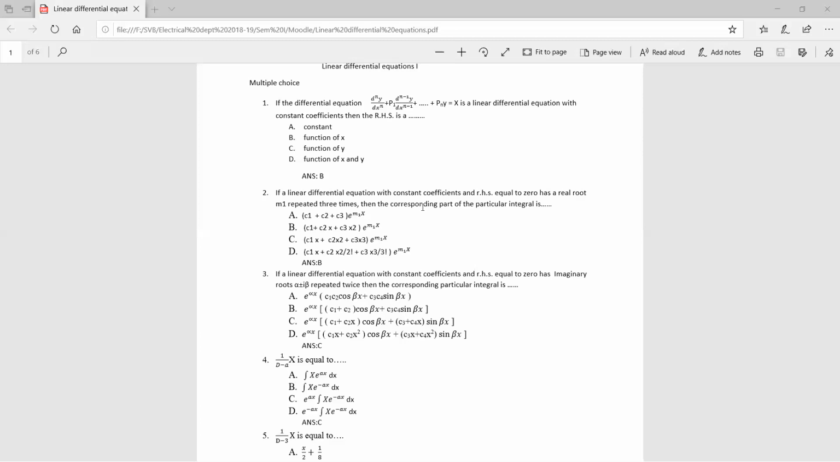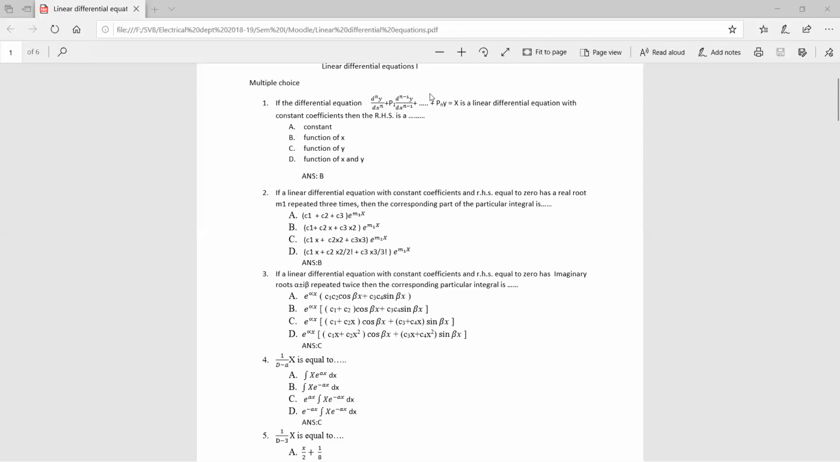Question number 1, first question. If the differential equation d^n y upon dx^n plus p1 d^(n-1) y upon dx^(n-1) plus and so on plus pn y is equal to capital X is a linear differential equation with constant coefficient, then RHS is: first option, constant; second option, a function of x; third option, a function of y; fourth option, a function of x and y. The answer is also given.